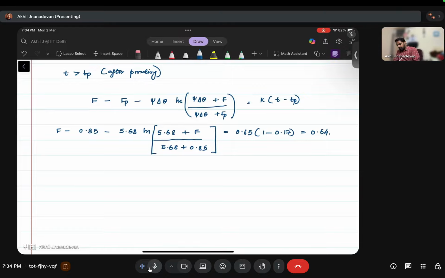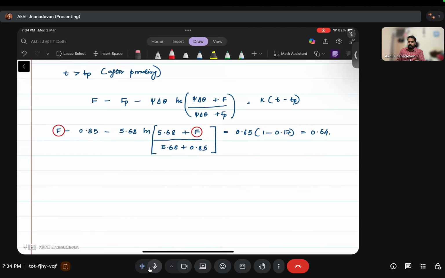So we have a nonlinear relation, this particular equation. We have F both outside and inside the ln term, so it is like an implicit equation, right? We cannot take F to one particular side and solve it normally. So we have to solve this using a numerical technique.